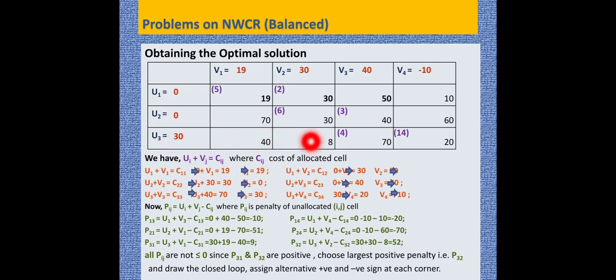P32 is this particular cell. From here I need to draw the horizontal and vertical line. So how it has been drawn, let us check. So from here to there, as told in the procedure, from the largest penalty I am drawing a box, a closed loop, and the corners should be in the allocated cells only.